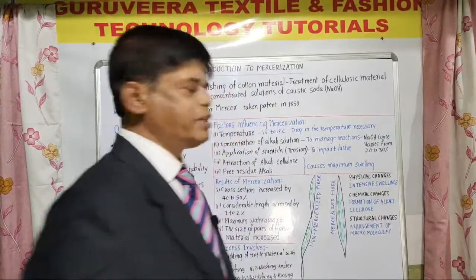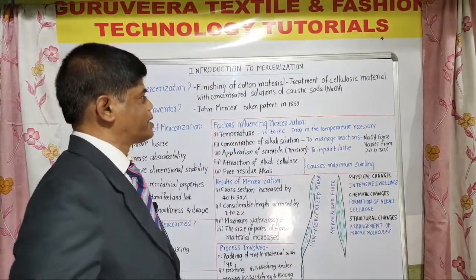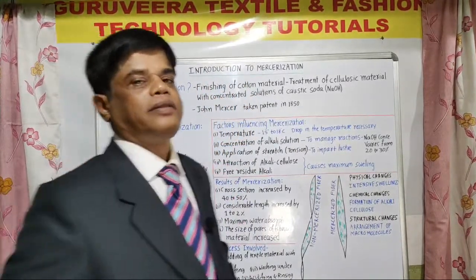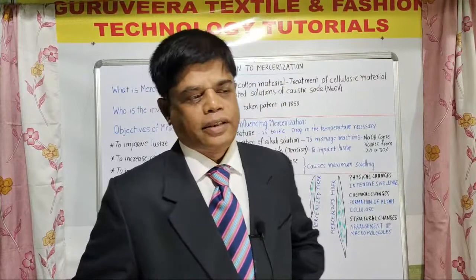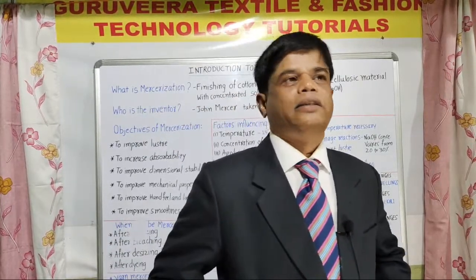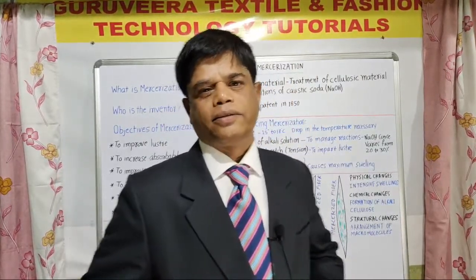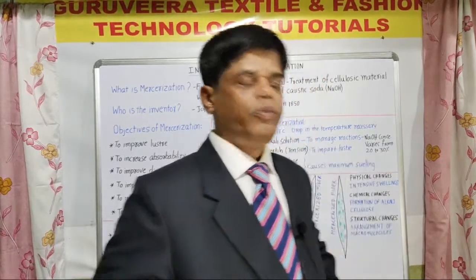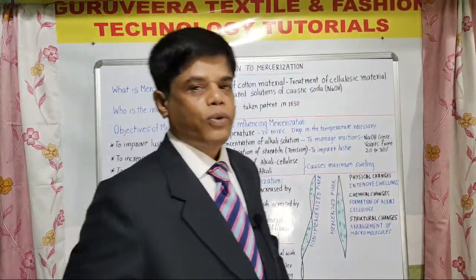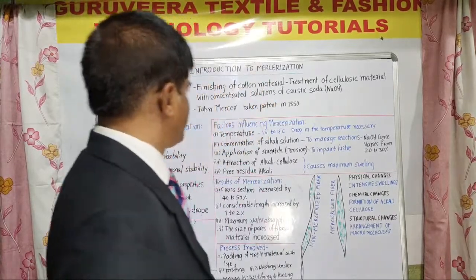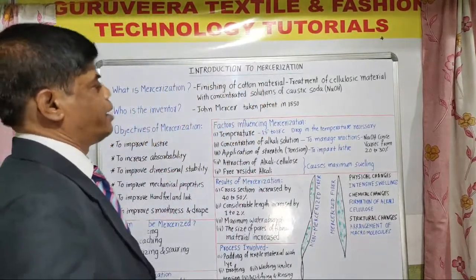Correct? The chemistry student. When he invented it, he was a young scientist, not old like others. He was just 30 years old. At 30 years, he invented mercerization at his own lab in 1850 and took a patent.